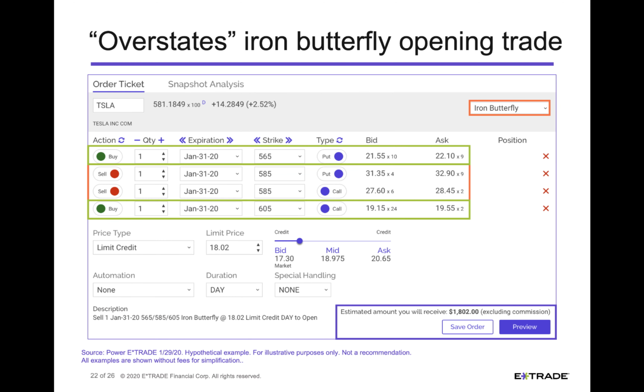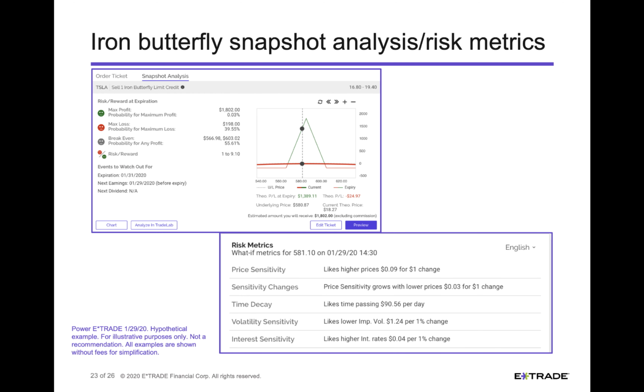Let's go ahead and walk through the snapshot analysis here. Snapshot analysis is the maximum profit is $1,802, but again, a super, super low chance. That would mean that the stock closed at 585 at expiration, something it's very, very unlikely to do. But look at the maximum loss. The maximum loss is only $198.